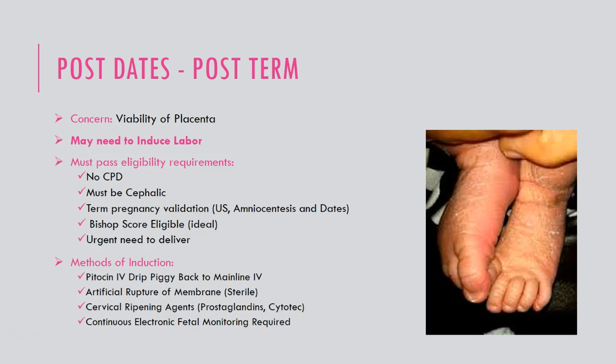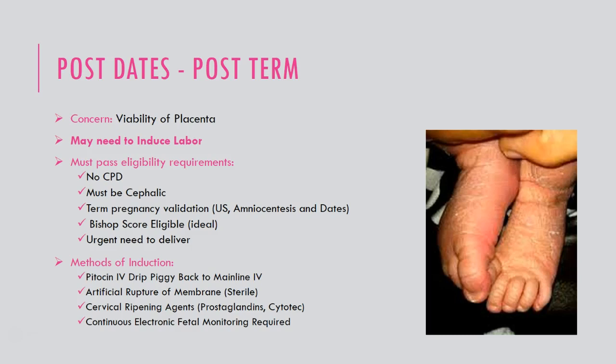Sometimes we can rupture membranes. That's a sterile procedure, and it's done by the advanced care provider. And then if the Bishop score is not ideal, we can do some cervical ripening agents along with Pitocin or even artificial rupture of membranes. And then if we're inducing somebody, continuous electronic fetal monitoring is required. You can see in this picture that this baby has some peely and kind of scaly looking feet. So this is your post-term baby.